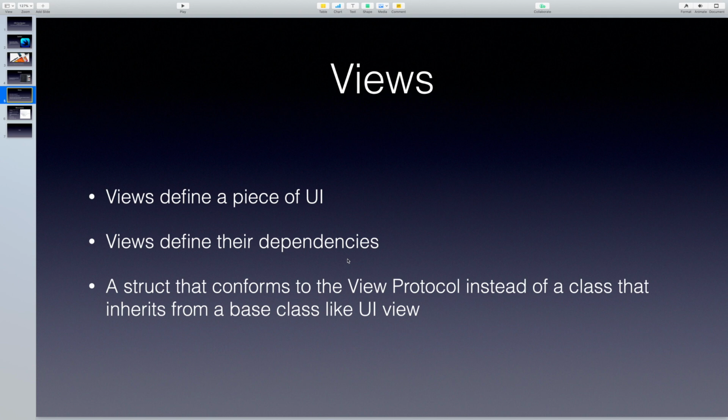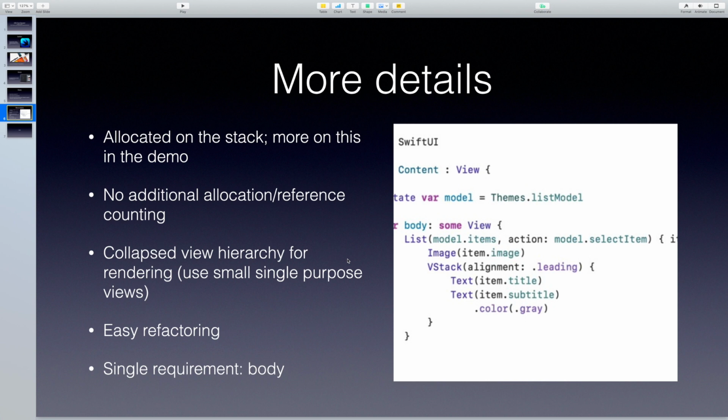Views define a piece of UI as we discussed, and views also define the dependencies like the state variables and properties. Views also conform to the View protocol instead of being a class that inherits from a base class like UIView. That's something that's new and different in SwiftUI. Adding more details to it, views are allocated on the stack. We'll have more on this discussed and shown in the demo.